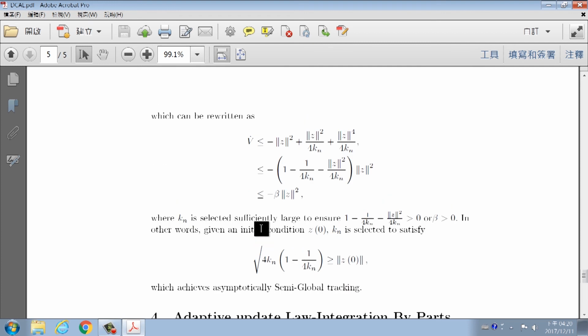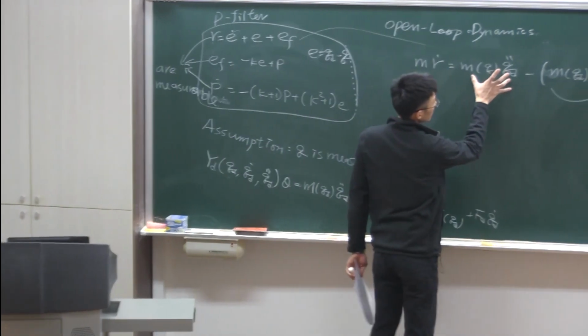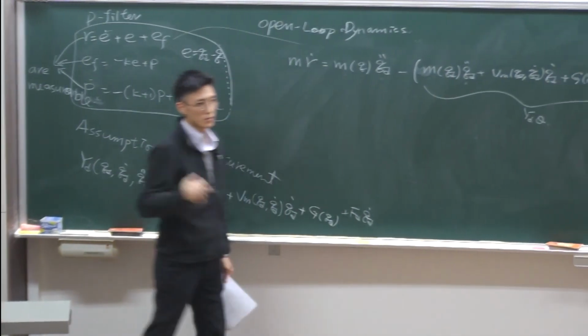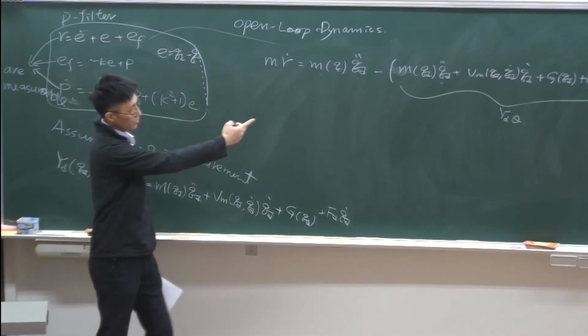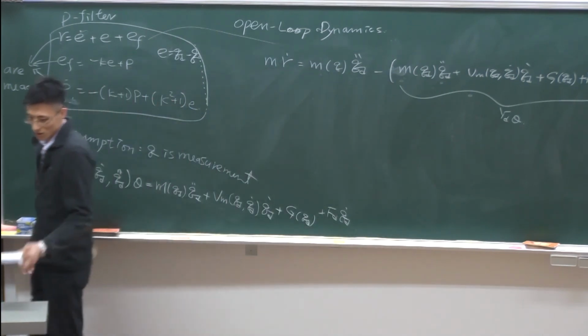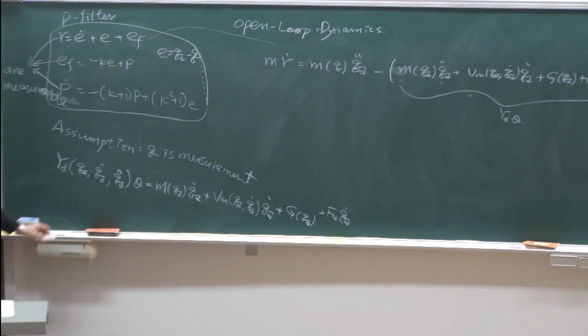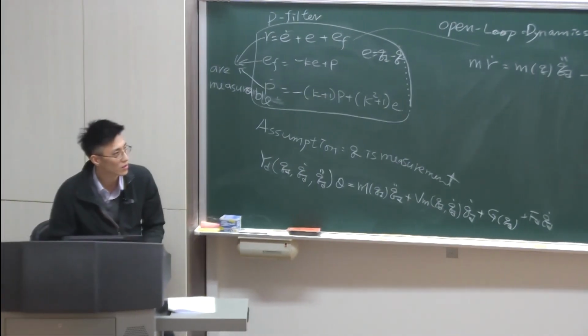Eventually it's semi-global tracking. For example, the difference of these two terms can be upper bounded by tracking errors. That's why I decompose this and put this term together. So the rest of the work is just regrouping, substituting, reusing all these equations, regrouping, and upper bounding by error norms, and that's it.